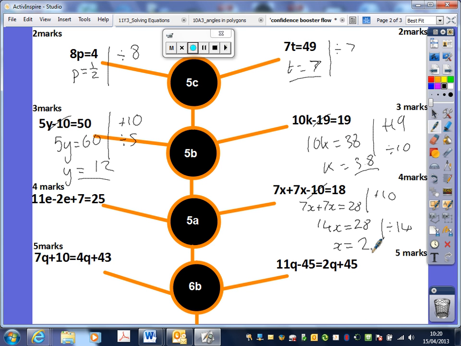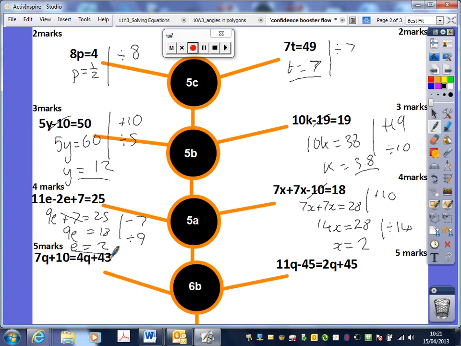I'll fly through this one here. We've got 11e plus 2e plus 7 is equal to 25. You can do it Lauren's way. I'd always simplify first, then it makes it easier. So 11e minus 2e is 9e. Plus 7 is equal to 25, okay? Then we do the opposite of plus 7, which is minus 7. That gives us 18 on this side, that disappears, we're left with 9e. Then we've got 9e is equal to 9 times e. Opposite of times by 9 is divided by 9. So that leaves us with e is equal to 18 divided by 9, which is equal to 2. Okay?